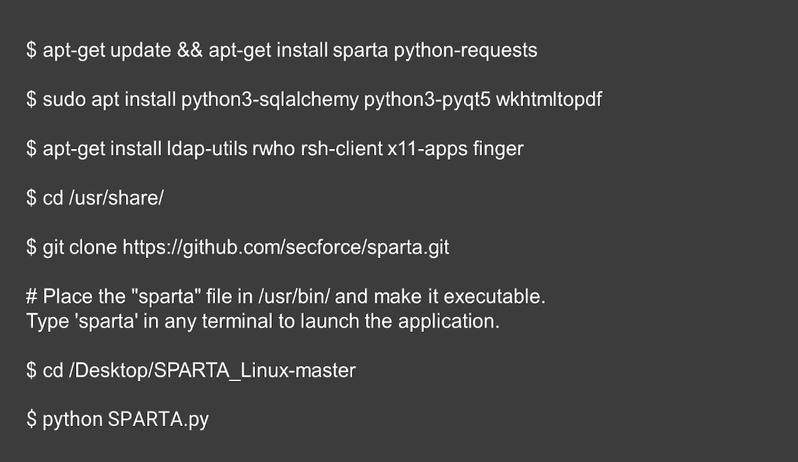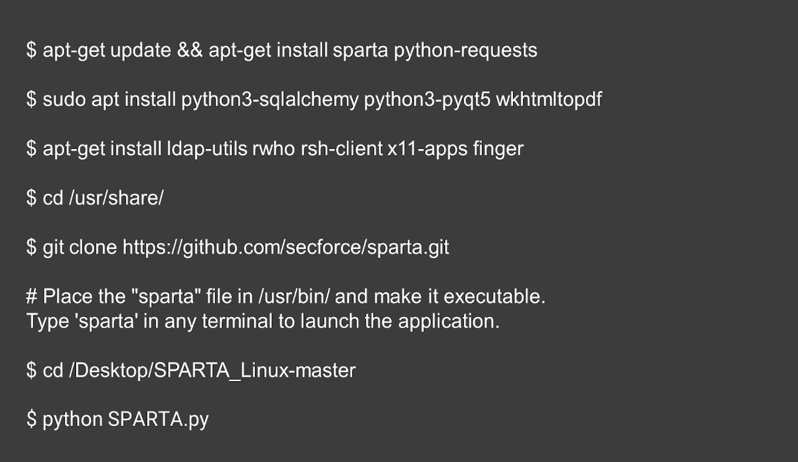Then we can go to the user share directory by cd /usr/share, and then git clone Sparta from GitHub. You can place the Sparta file in /usr/bin, make it executable, and give it permission with chmod, which we talked about in previous videos.